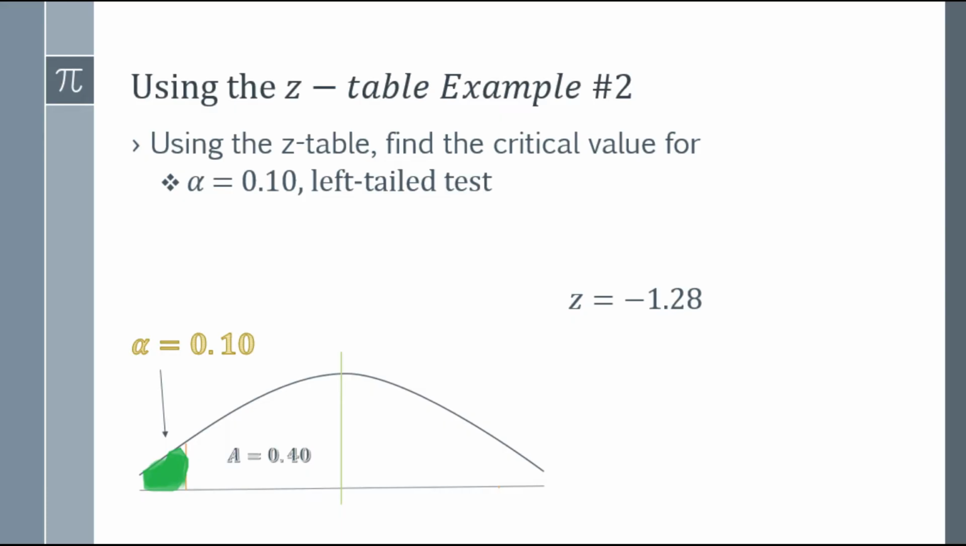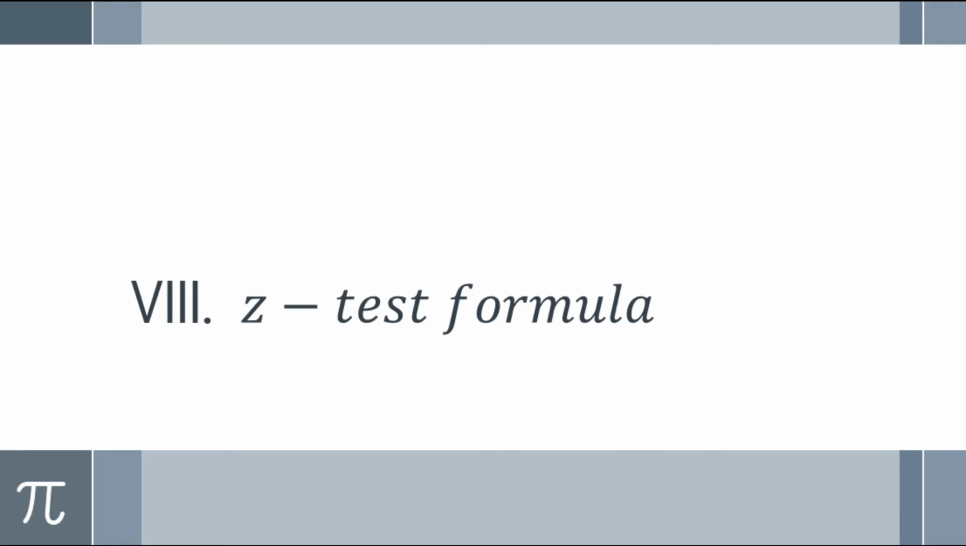Remember, yung C value na kinukuha ko, ito yung layo niya doon sa sentro. Kaya, napapansin mo, 1.28 yung sagot. But this one is negative kasi left-tailed test tayo. Okay, so chapter 8 tayo, we have the Z-test formula.